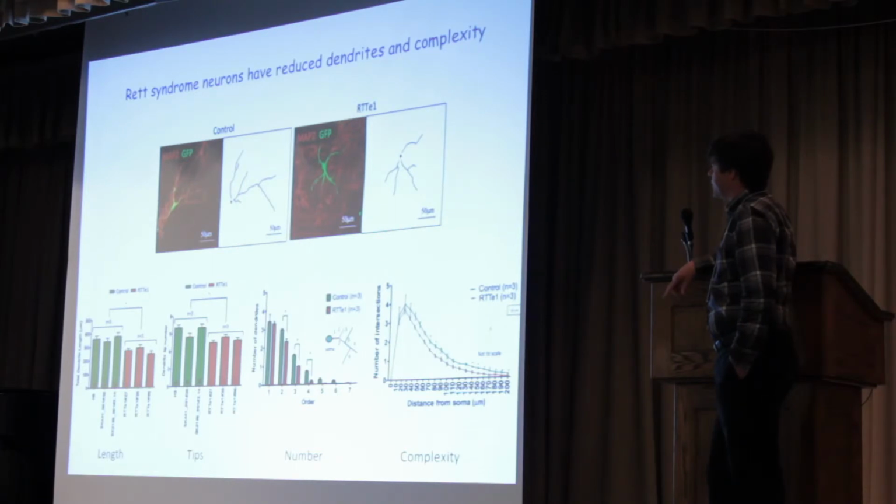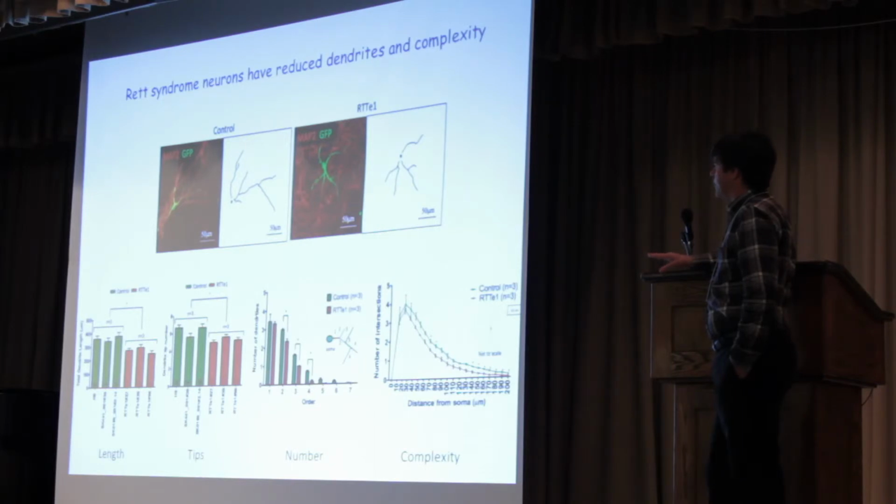Now, with all of these bar graphs, which I know will be impossible for you to read, the first one on the left looks at the length of the dendrites. You can see that the green bars show that the unaffected dendrites are longer than the affected Rett syndrome ones. In the next panel, it looks at the number of tips. So you can count up the number of tips on the dendrites in those images above. And again, you can see there are differences.